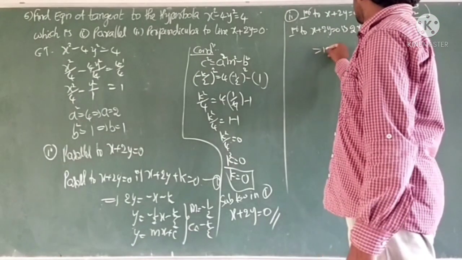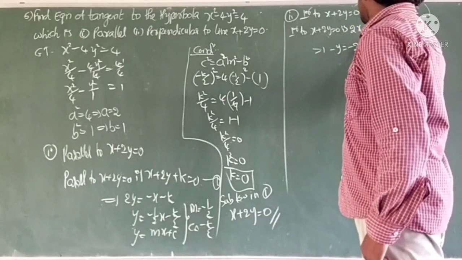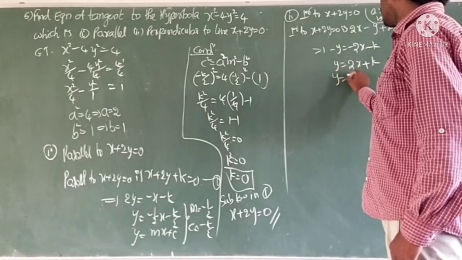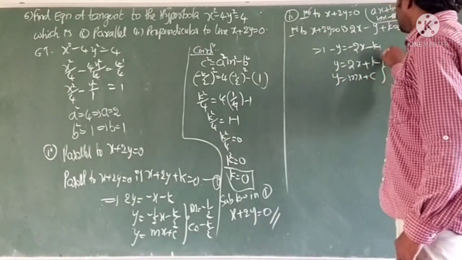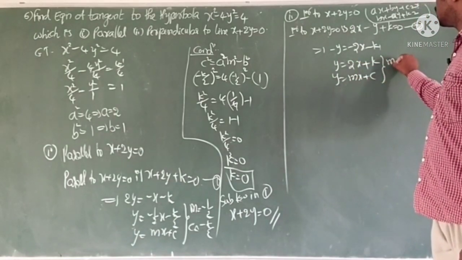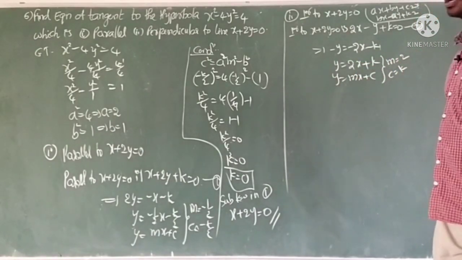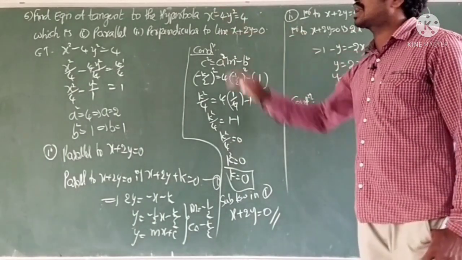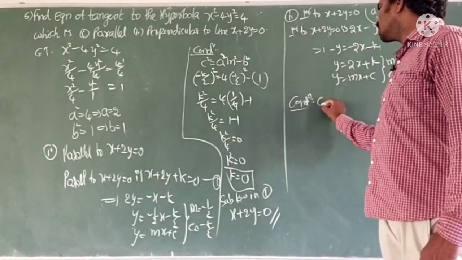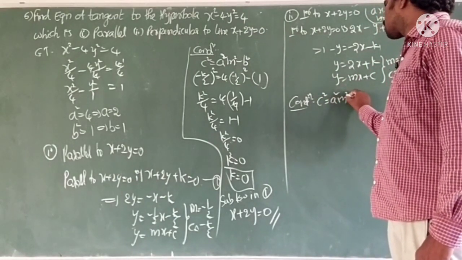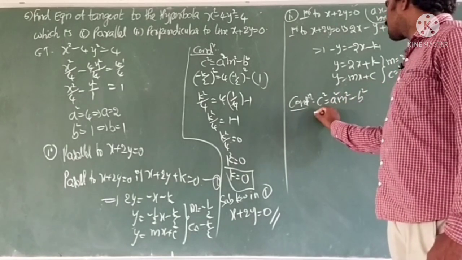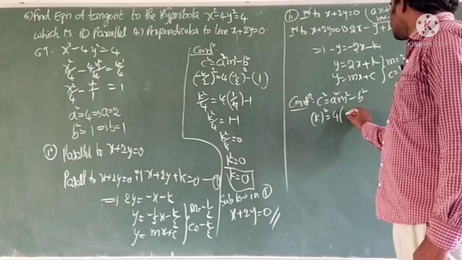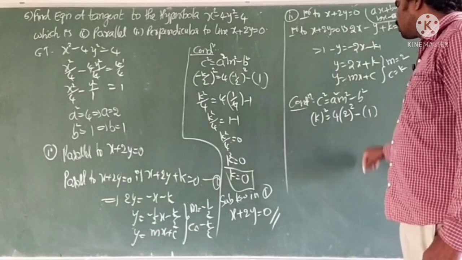So now minus y equal to minus 2x minus k. Multiplying by minus on both sides, we get y equal to 2x plus k. Comparing with y equal to mx plus c, m means 2, c means k. Now write the condition, because this is tangent to the given hyperbola. When it is tangent, the condition is c square equal to a square m square minus b square. c square means k square. The a square value is 4, m square is 2 square, minus b square is 1.